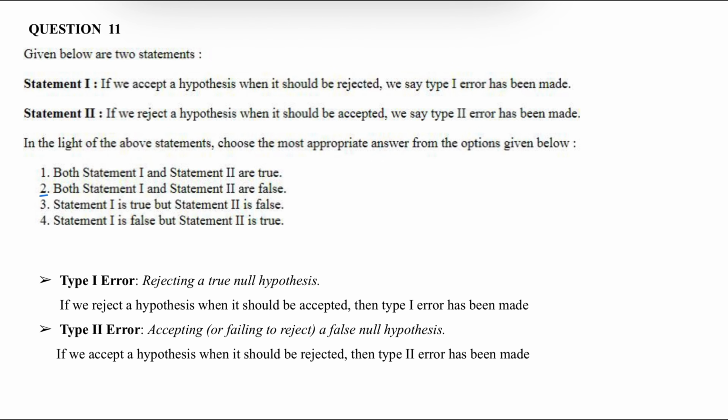Type 1 error is rejecting a true null hypothesis. That is, if we reject a hypothesis when it should be accepted, then type 1 error has been made. Type 2 error is accepting or failing to reject a false null hypothesis. That is, if we accept a hypothesis when it should be rejected, then type 2 error has been made. So statement 1 is incorrect because it is related to type 2 error. Statement 2 is incorrect because it is related to type 1 error. Both statements are incorrect. The correct answer is option 2. Both statement 1 and statement 2 are false.